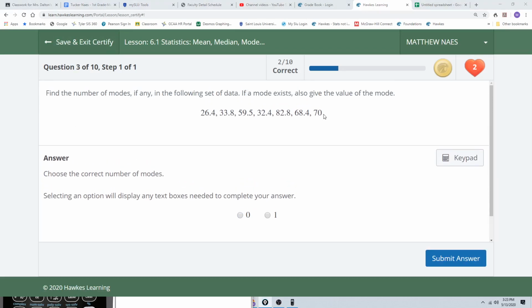Find the number of modes again. So here we go. We have 26.4 only once, 33.8 once. I think we don't have a mode here because every number appears only once. So no mode.